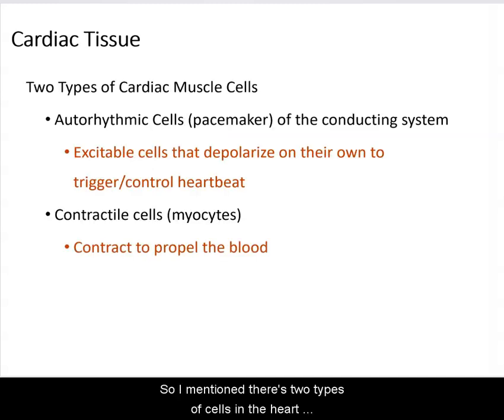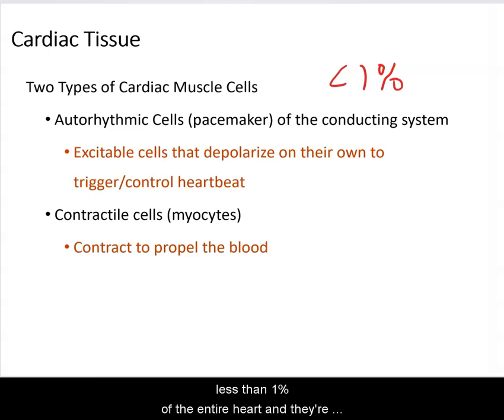So, as I mentioned, there's two types of cells in the heart. Now, the smallest number are the autorhythmic cells. They're less than 1% of the entire heart, and they're found in very specific areas of the heart, and these areas all have names, and you'll learn those when you learn the conducting system in another lecture. But they're excitable cells, and they depolarize all on their own. They don't need a nerve depolarizing them. Just on their own, they depolarize and cause that heartbeat to be able to occur. Whereas the muscle cells, the contractile cells, cardiac muscle or myocytes, these are the cardiac muscle cells that contract, right? They contract to propel the blood to generate pressure.